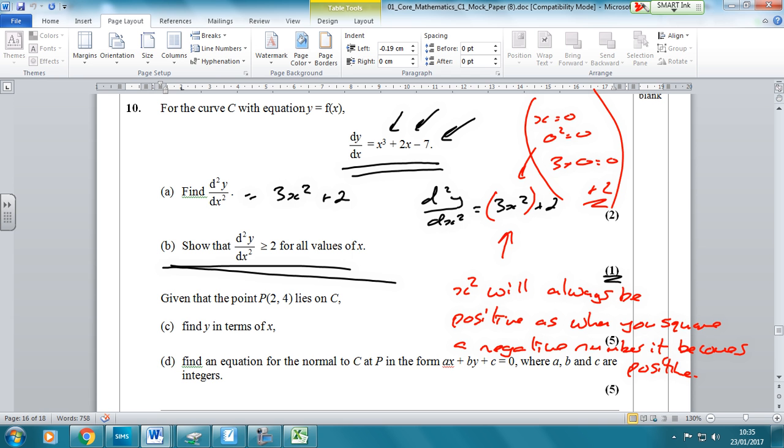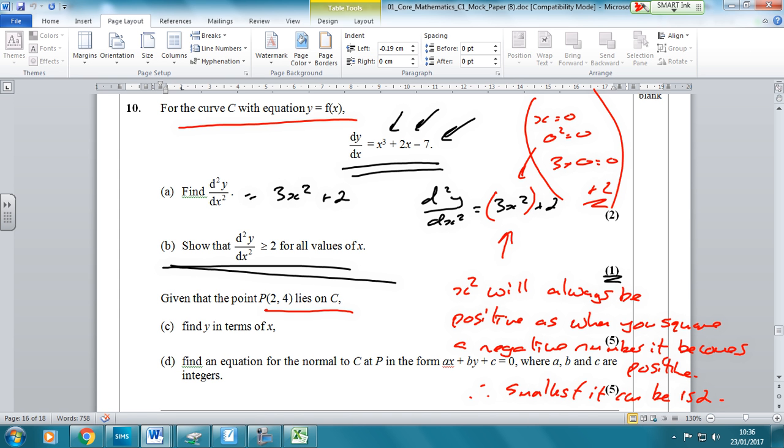So you just need to say that x squared will always be positive. So therefore, the smallest it can be is 2. Now we're told that (2, 4) lies on the curve.